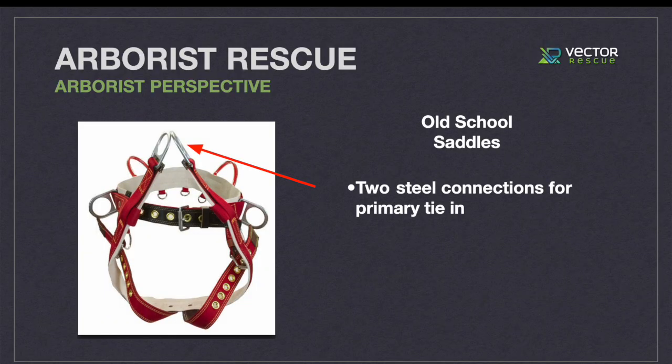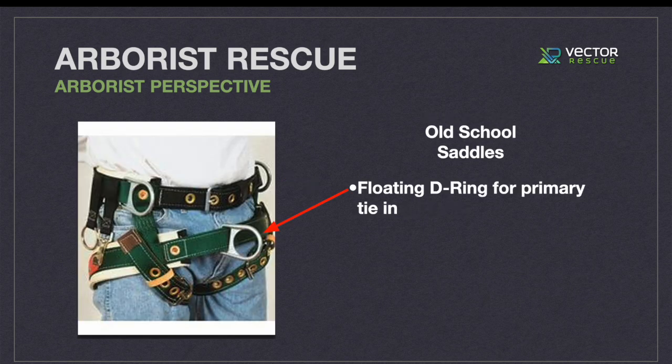So some old school saddles, cheaper. They probably still make these, but they're much less expensive than some of the pictures we just showed you. So you have 2 steel connections here as a primary tie-in point. You still have lateral work positioning attachment points and some haul loops on this. This one has a floating D-ring on a bridge as their primary tie-in point, and then some accessory connections as well as lateral work positioning.